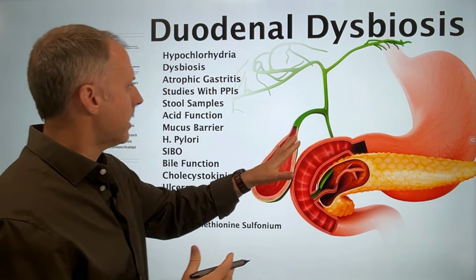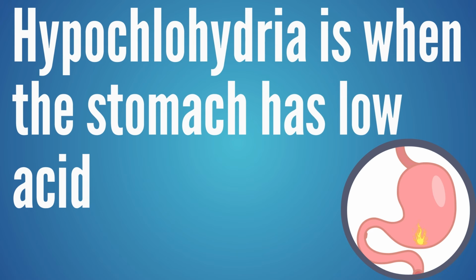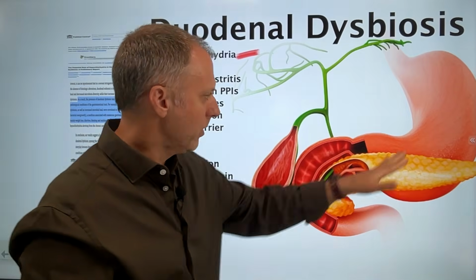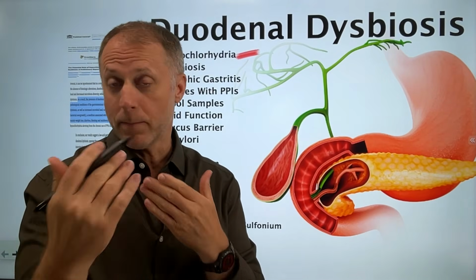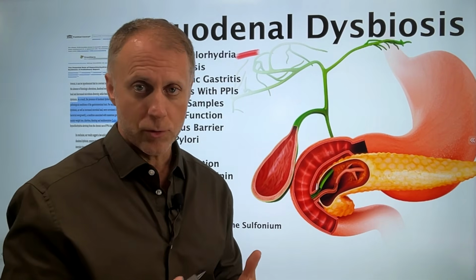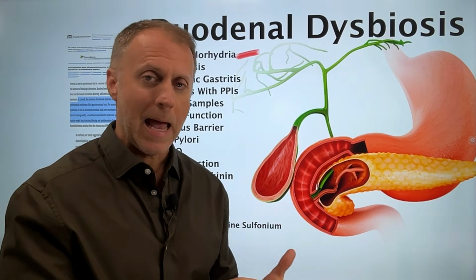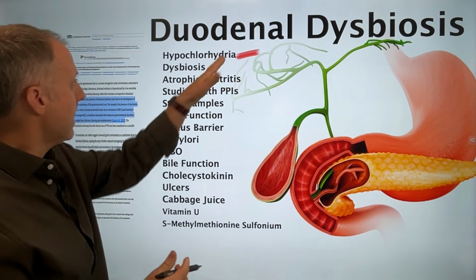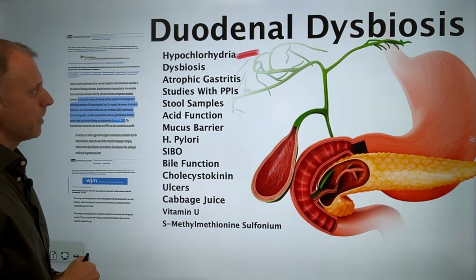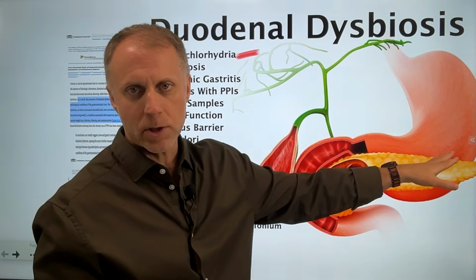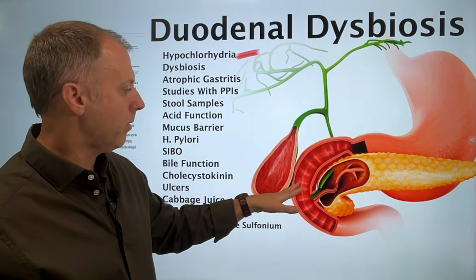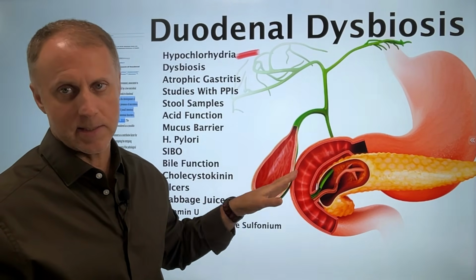This study looked at hypochlorhydria, which is basically low stomach acid. We really need stomach acid here in the stomach to acidify our food so that we can break it down and get the nutrients out of it. A lack of stomach acid for any reason is called hypochlorhydria. In this study, they wanted to look at the effects of low stomach acid on this duodenal area and the microbiome that exists there.